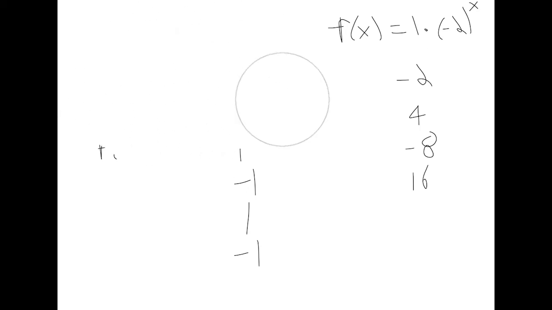So just to recap, exponential functions are in the form f of x equals a times b to the x, okay, where a and b are constants and x is a variable. a represents your initial amount, b represents the amount that you're multiplying a by, and x represents how many times you're multiplying a by b, right?